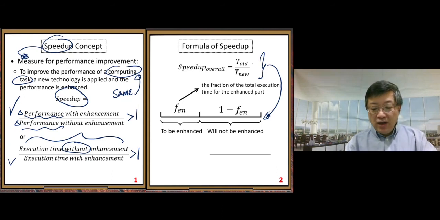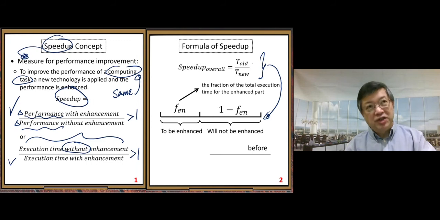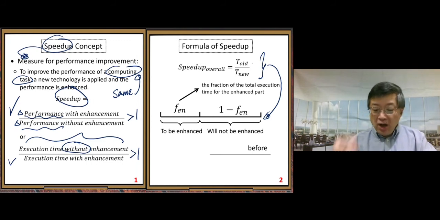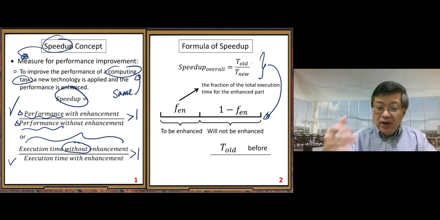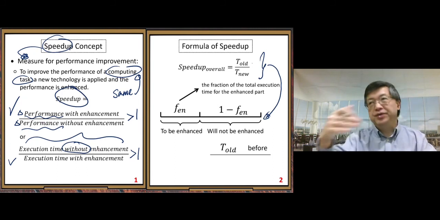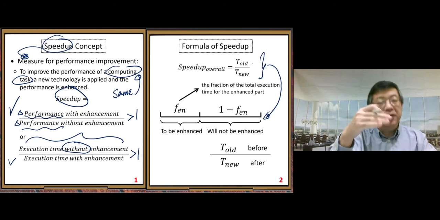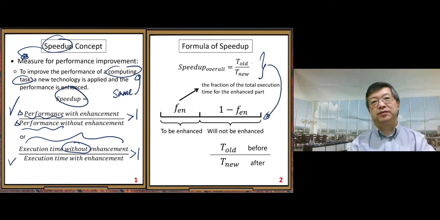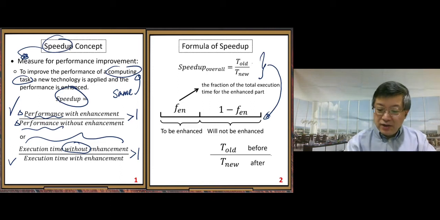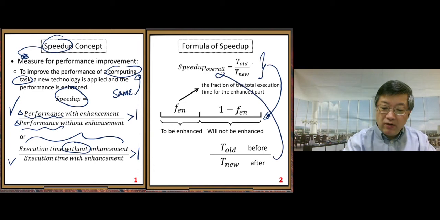Here, let's draw the diagram. We look at two different states. Before enhancement, we have T old execution time. After enhancement, we have T new execution time. So that corresponds to the speed up overall.